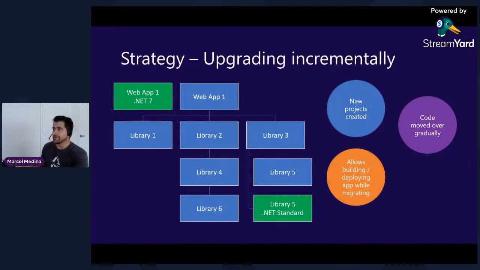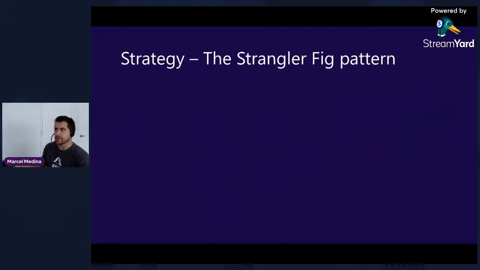Well, it allows you to build and deploy while you're migrating. So it's not like a big bang. You're just doing things separately, more organized. With that, well, there's a specific pattern. Not sure if you heard about it, but the strangler fig pattern enables the incremental upgrade approach.